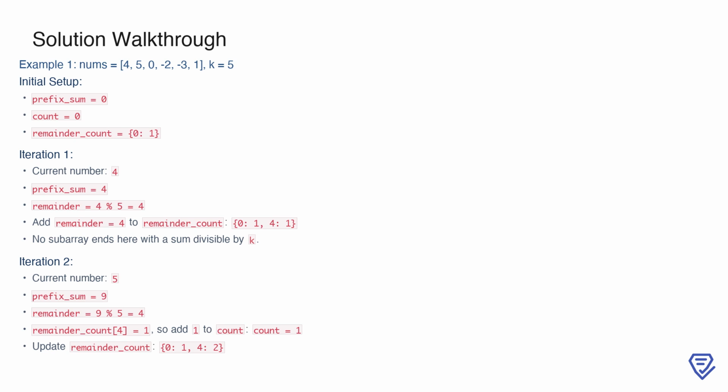Next, with the second number, 5, prefix_sum becomes 9, and the remainder when 9 is divided by 5 is again 4.